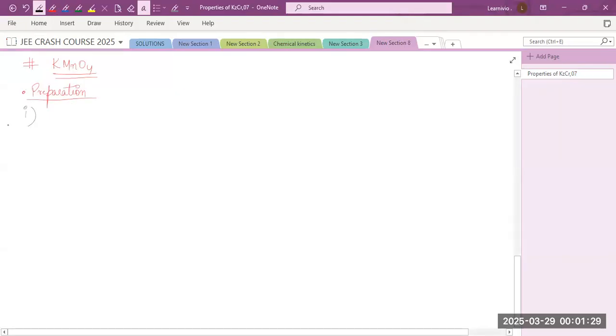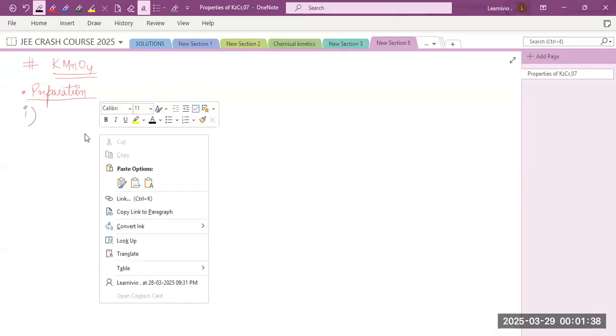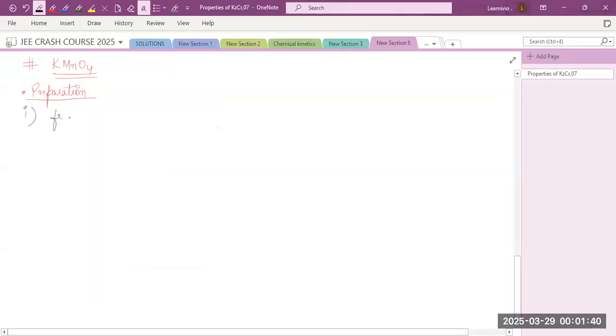Okay. So potassium permanganate forms from pyrolusite ore. So from its preparation, what is pyrolusite ore? MnO2. Okay. Now let's see the preparation.